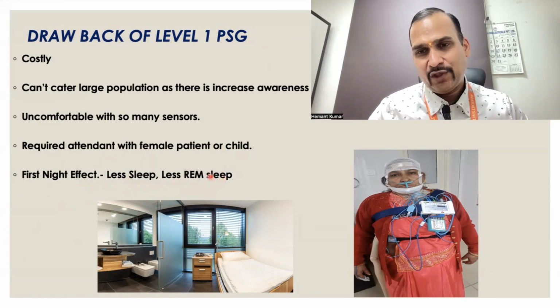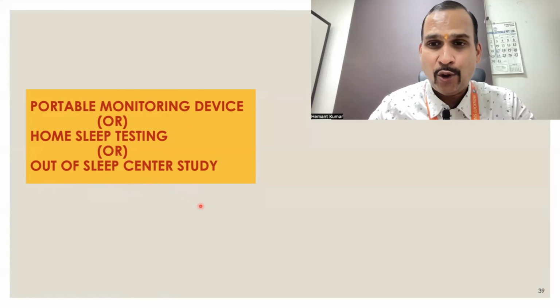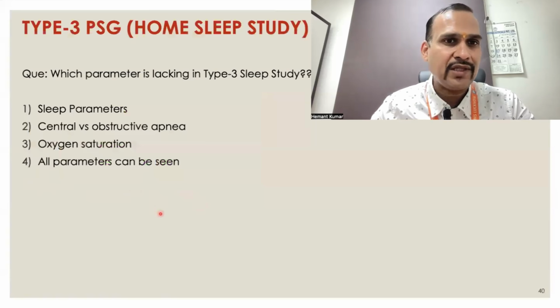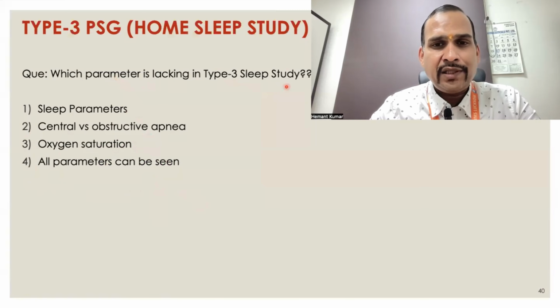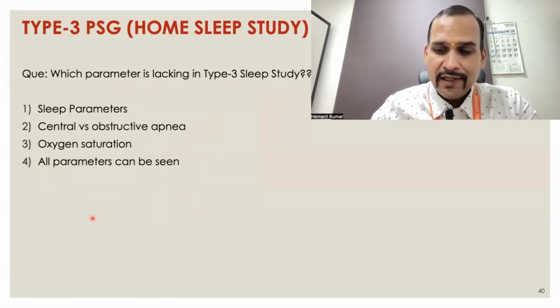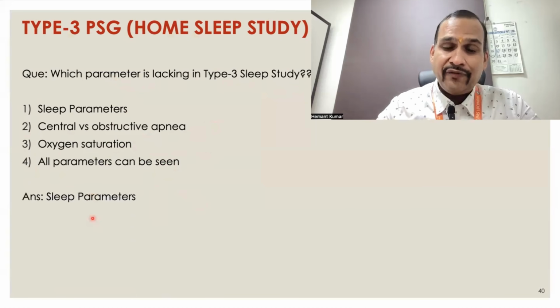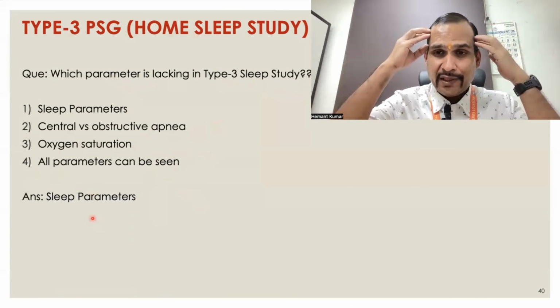So for this, there is a study called the type 3 study, which is a home based study, also called portable monitoring devices, or home sleep testing, or out of sleep center study. These are all the same. This is the type 3 study. So this is a question for you: which parameters are lacking in a type 3 study, whether sleep parameters, or apnea, or saturation, or can we see all? As I told you earlier, we cannot see sleep parameters because we are not using EEG, EOG, EMG.